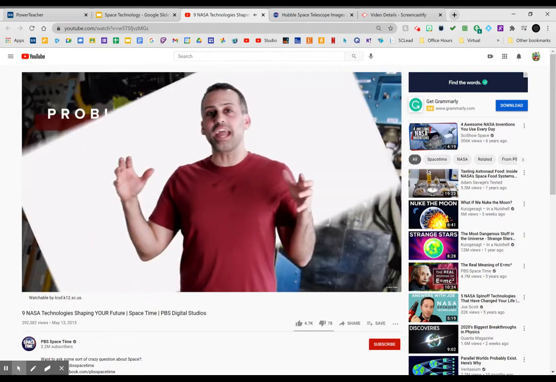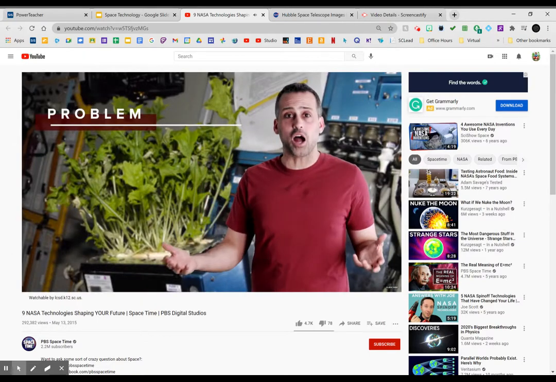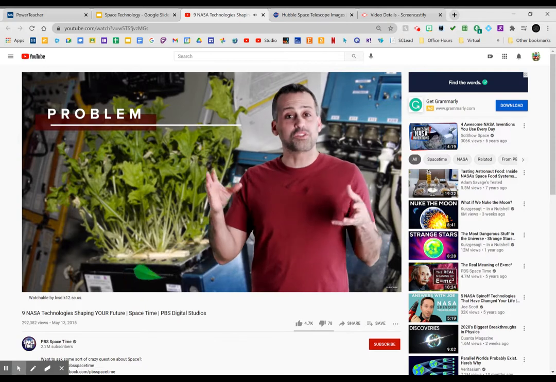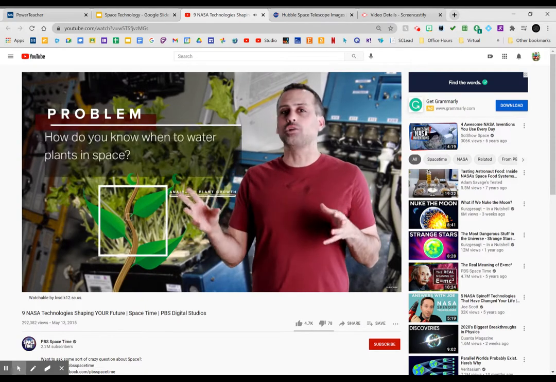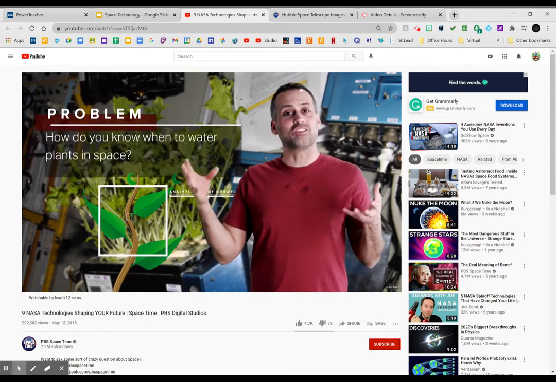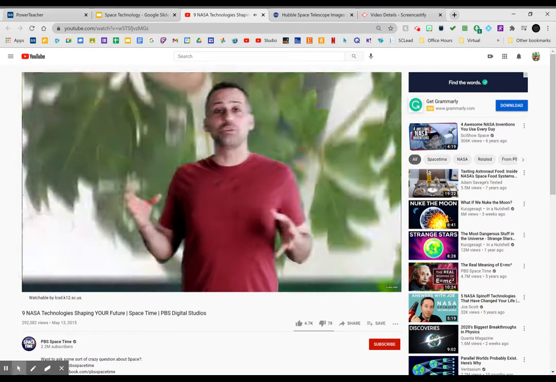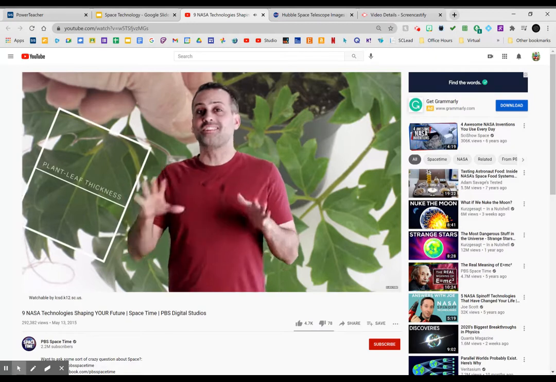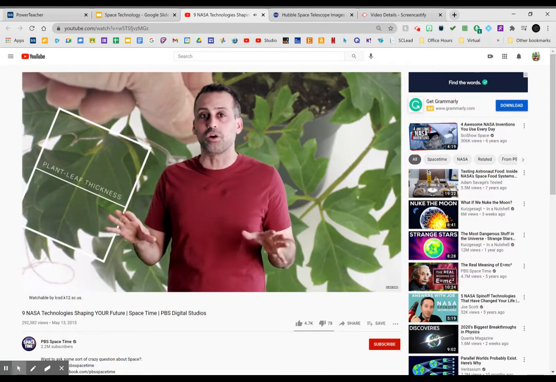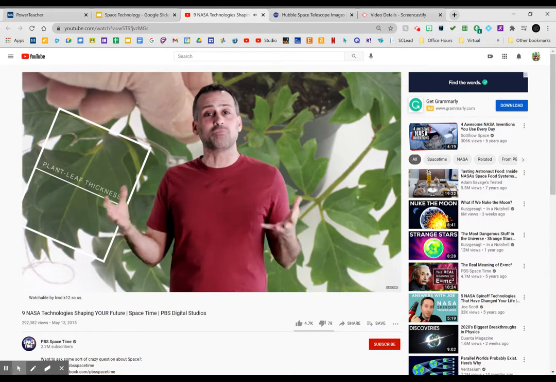Next problem. Say you want to grow plants in space for food and oxygen. Now, plants need water, which is a precious resource on the space station that you don't want to waste. So, how do you know when to water plants in space? With NASA funding, university researchers developed a sensor that monitors plant leaf thickness, sends a plant health update to a computer, and then triggers automatic irrigation if needed.